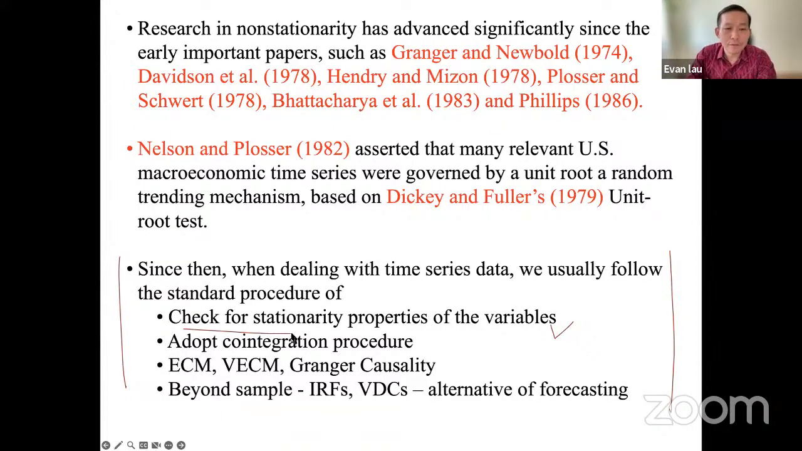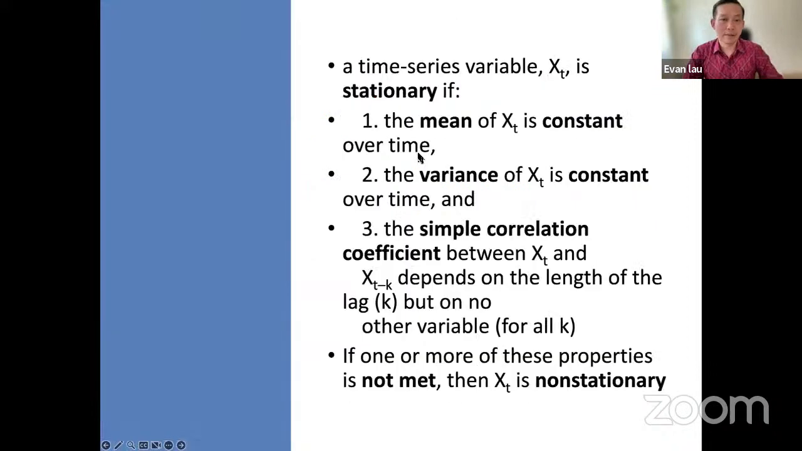It means that you have to check for stationarity of the variable, the properties, and then after that, you apply co-integration, which is our topic of interest. And then, of course, you can do all this modeling like ECM, VECM, Granger causality, and so on. Again, like I told you, this is the standard procedure adopted in a lot of research papers today, which I'll share some with you later in a while.